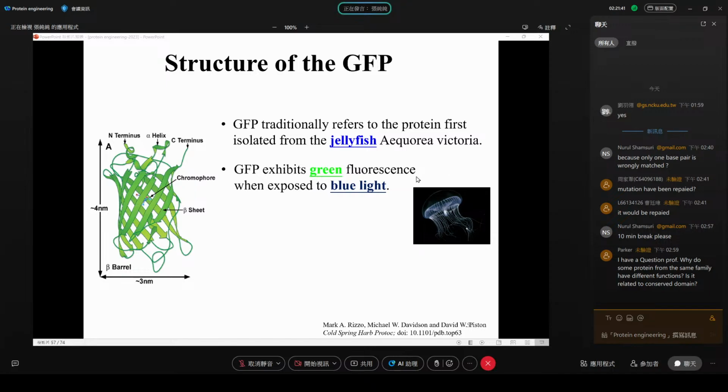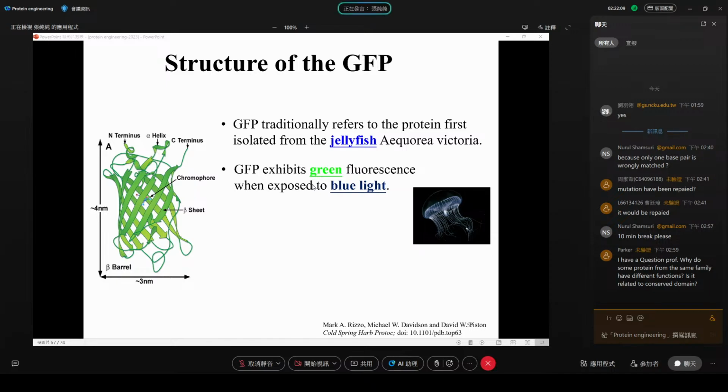Because if you think about jellyfish, they basically survive in the sea at around 18 to 25 degrees. So it will definitely not be suitable for the higher temperature for the mammalian cell culture, at 37 degrees. So this green fluorescent protein will lose its fluorescence very soon.